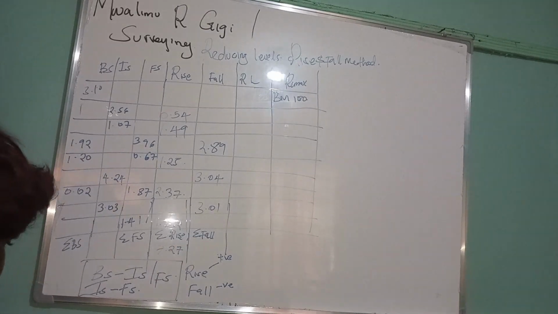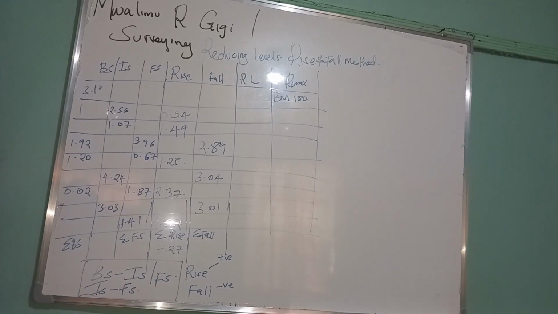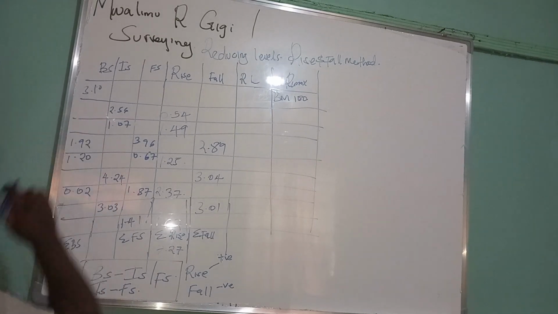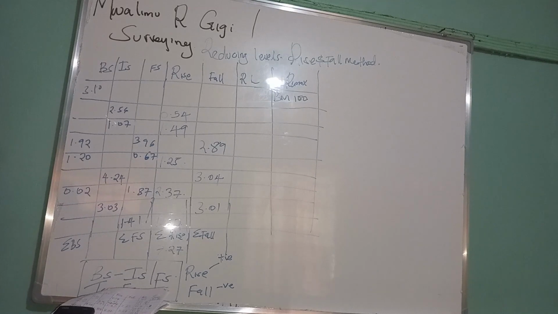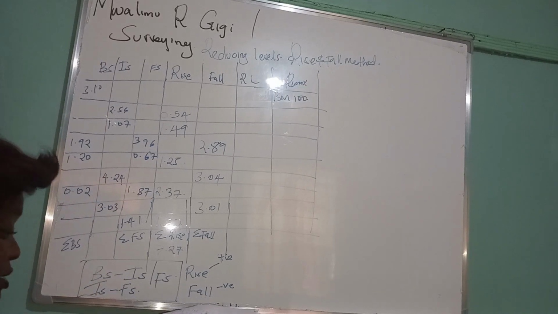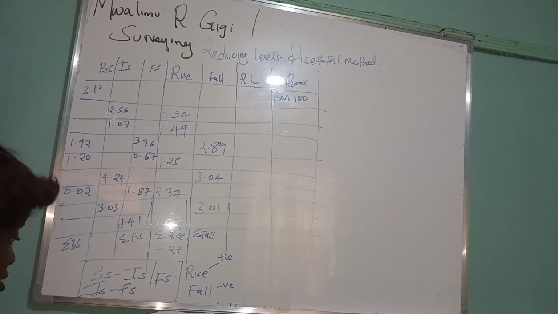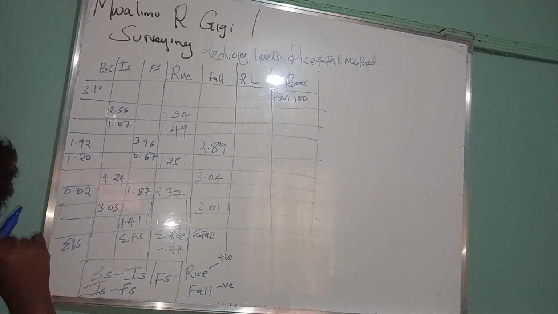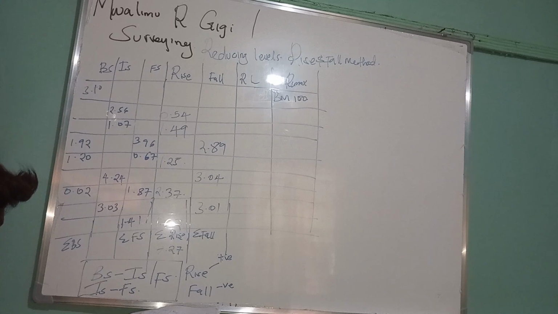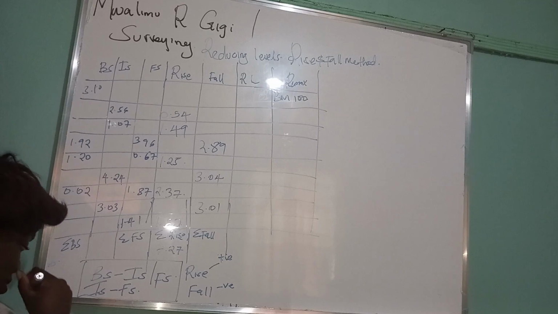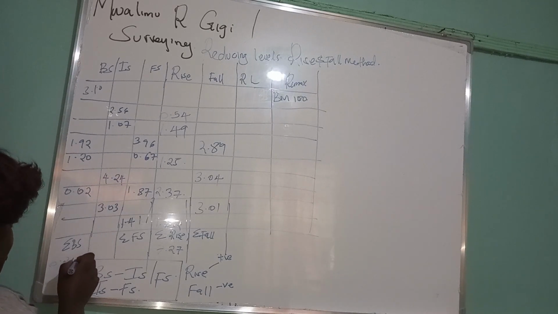We've not gotten the summation of backside, so we can do that. Summation of backside is 3.10 plus 1.92 plus 1.20 plus 0.02. So it is 6.24.